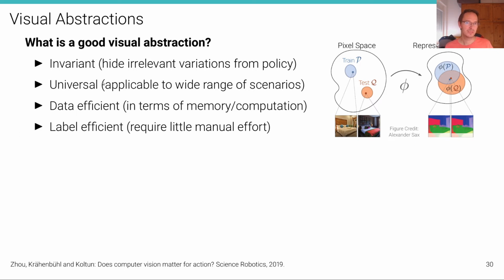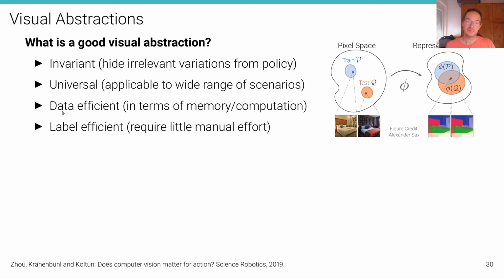Another property that we might want from a good visual abstraction, a good intermediate representation, is that it is universal. It should be applicable to a wide range of scenarios. It should basically solve all of our tasks that we might encounter in, let's say, the CARLA simulator or real-world self-driving. It should be a sufficient statistic of the state.